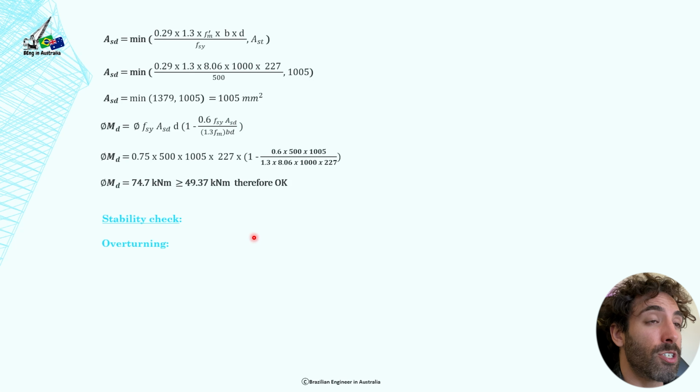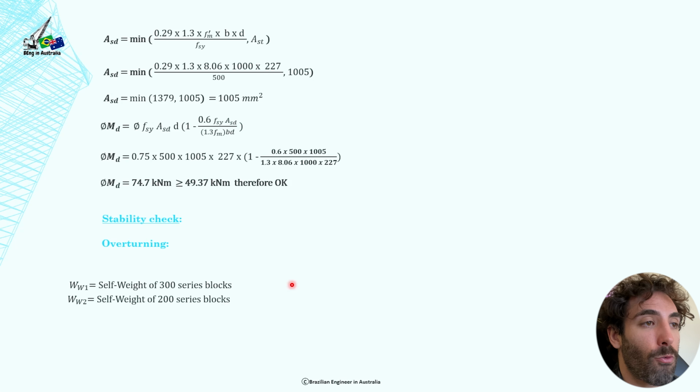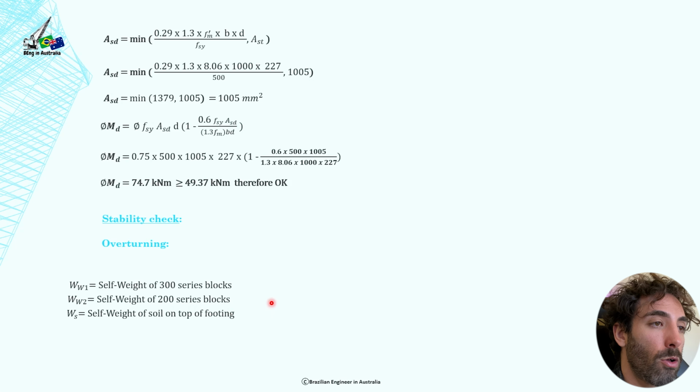We're going to check overturning of this wall. So what we need to know is the self-weight of the 300 series blocks. We need to know the self-weight of the 200 series block. We need to know the self-weight of the soil on top of the footing. And we need to know the self-weight of the footing itself.